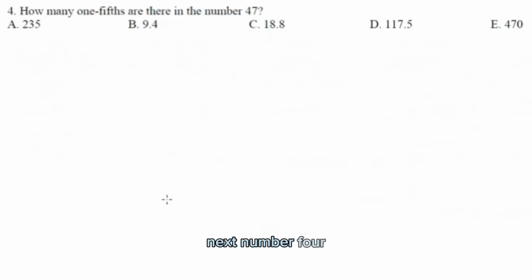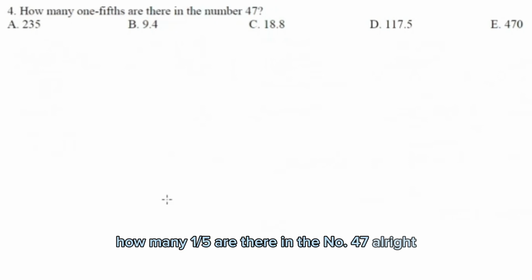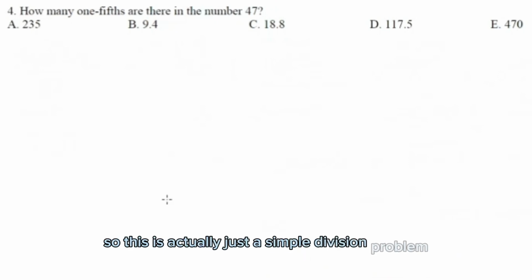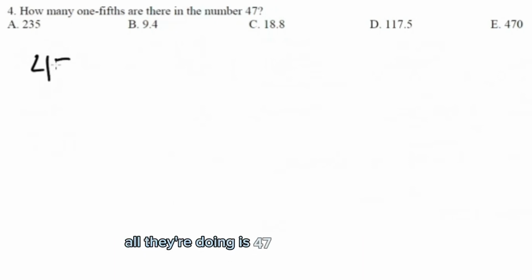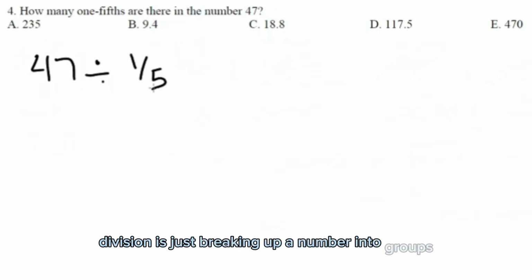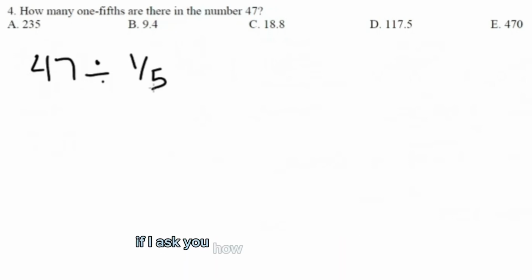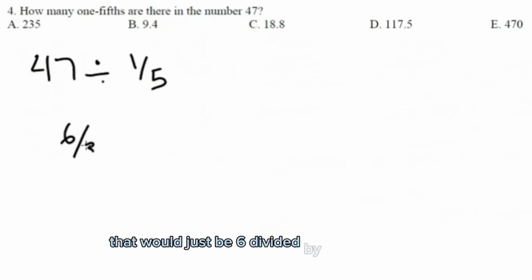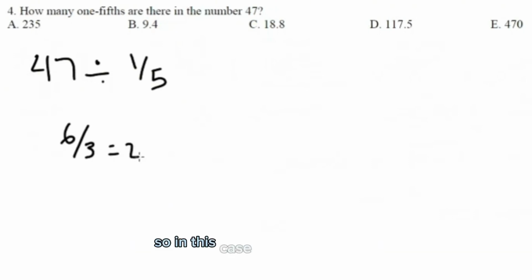Next, number 4. How many 1/5 are there in the number 47? Alright, so this is actually just a simple division problem. All they're doing is 47 divided by 1/5. The reason we can tell it's division is that it's just breaking up a number into groups. For example, if I ask you how many 3s are in 6, that would just be 6 divided by 3, which is 2. So in this case, this is just 47 divided by 1/5.